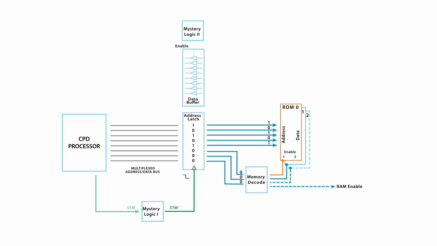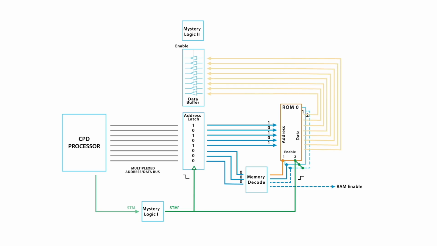But the chip is not fully selected yet. For it to output its data, its second enable line must be activated. All the ROMs are enabled via the STM prime line on their second select line. This time, the selection happens when the STM prime line goes up. Now our ROM can finally output its data. But it's not yet on the bus. The data flow out of the memory is controlled by a bunch of tri-state buffers. These will only let the data go on the bus at the appropriate time, once again driven by some mystery timing logic.